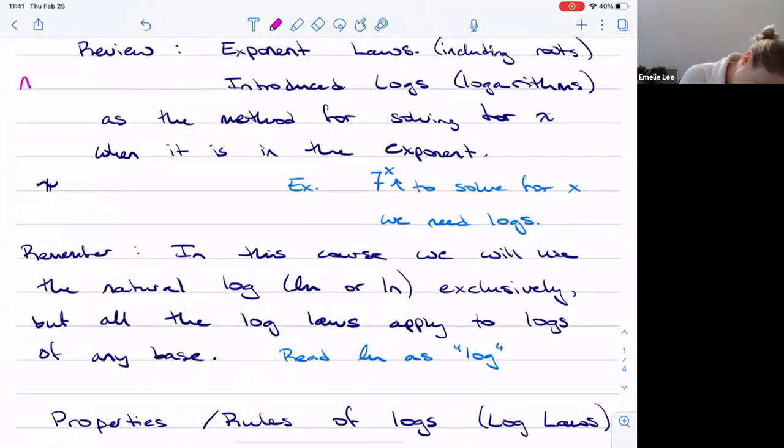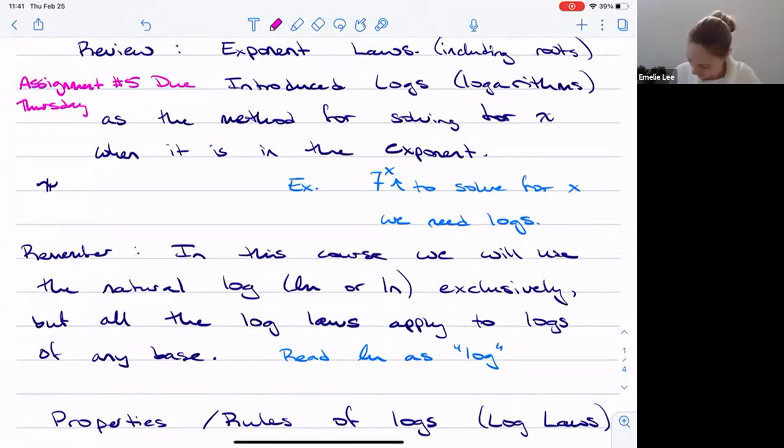Assignment number 5 is due Thursday, March 4th. Okay. And it's going to be on chapter 4 stuff up until a point. I haven't actually pinpointed up until what point, so I'll write on the assignment what sections, and then we can see how far we get today.